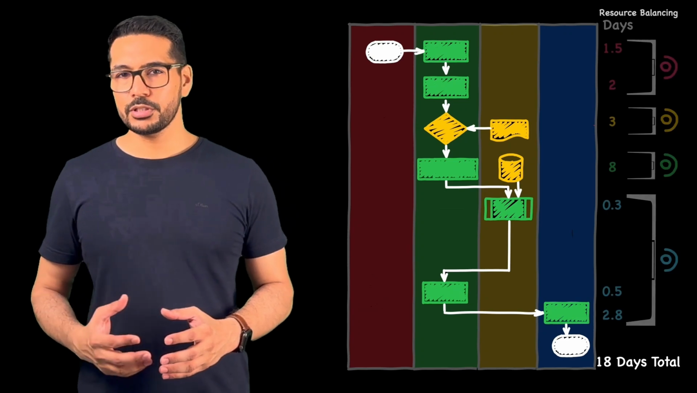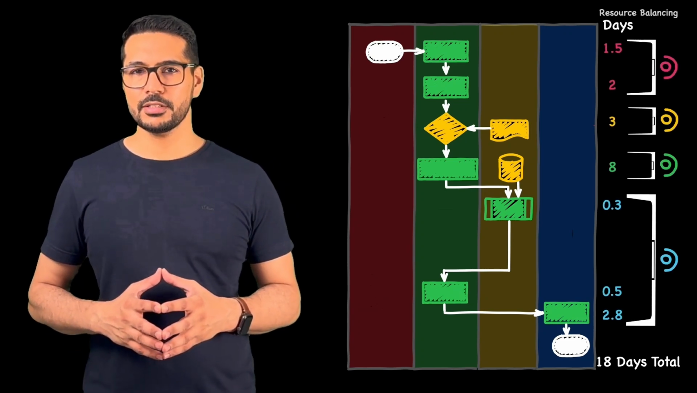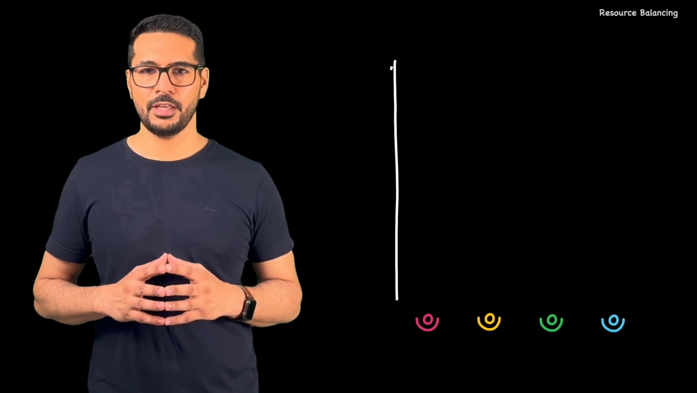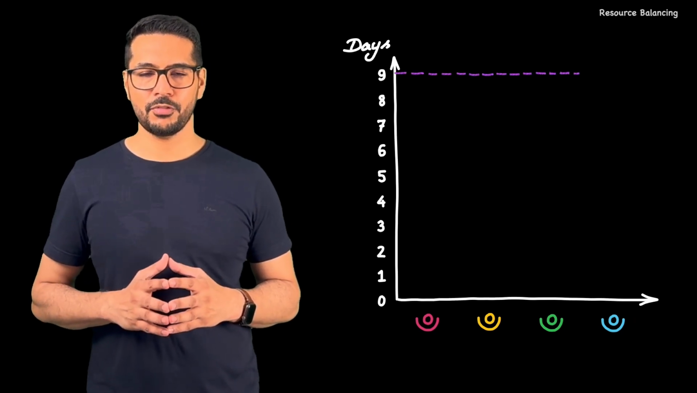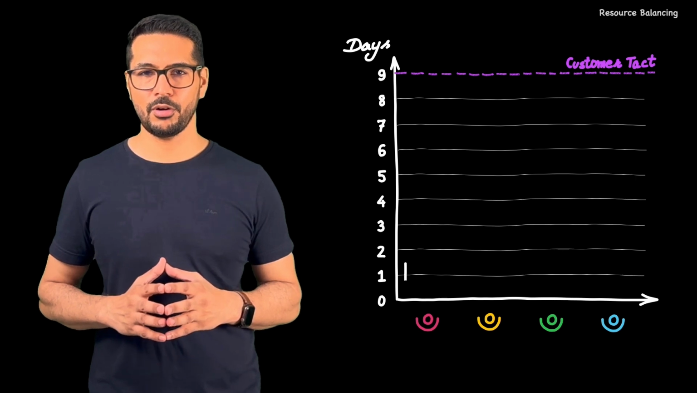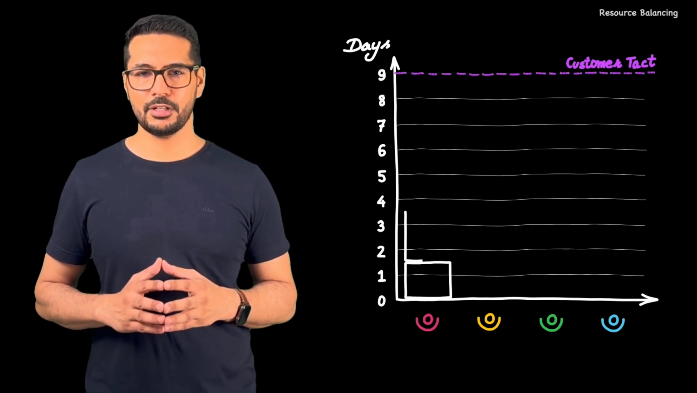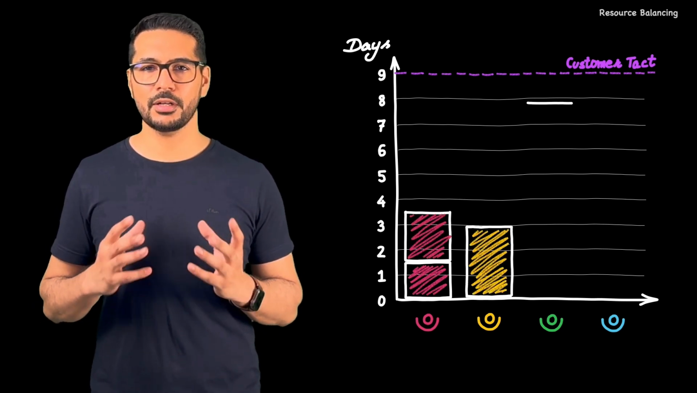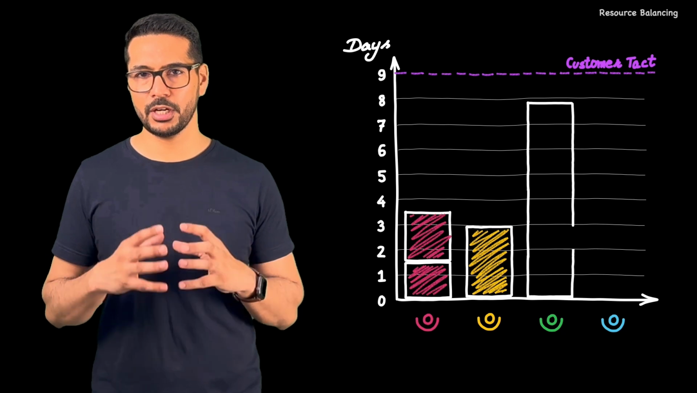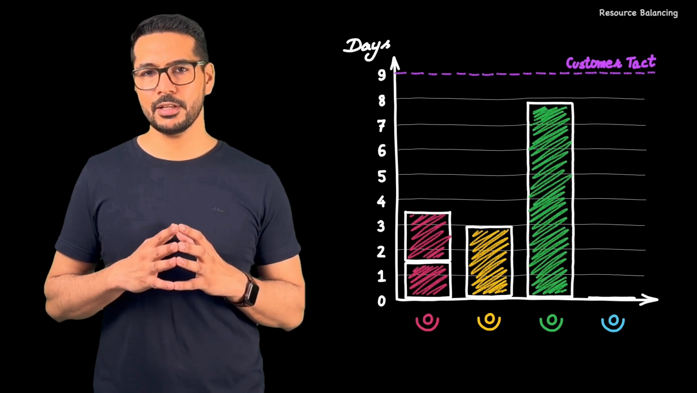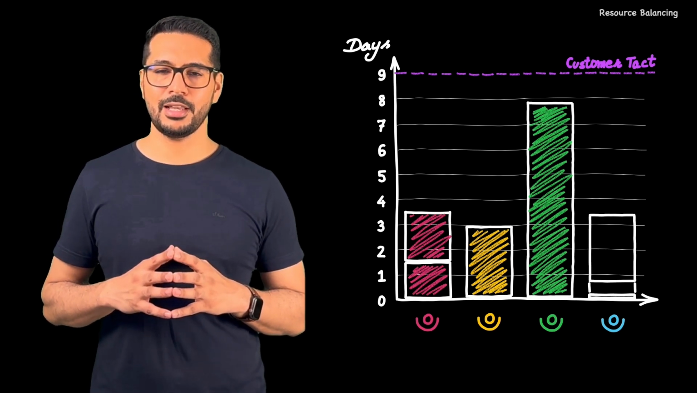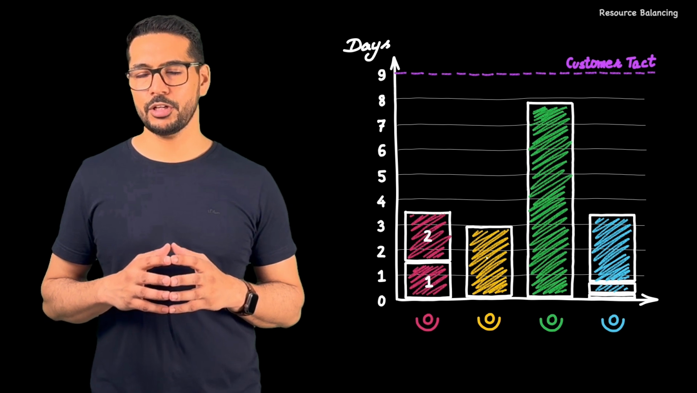So for resource balancing, let's visualize the information we have so far in a graph. Here in this graph we can see that we have 7 tasks which are performed by 4 employees, and we have the customer takt of 9 days. It means all these activities which are being done in one project, that project has to be delivered within 9 days. So in this case we can see that the line balancing factor is 72%.